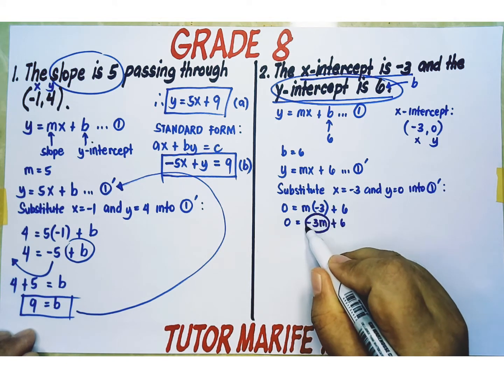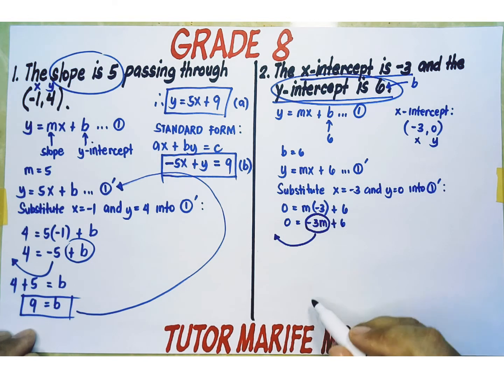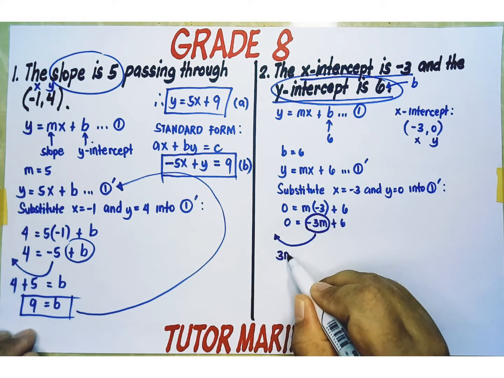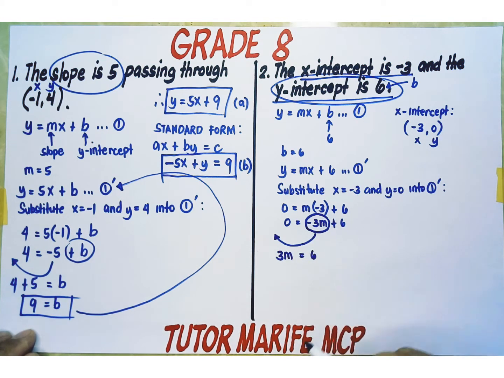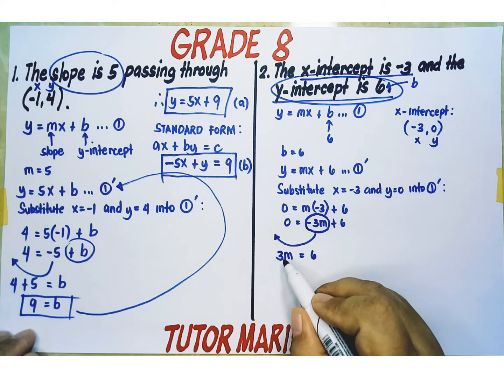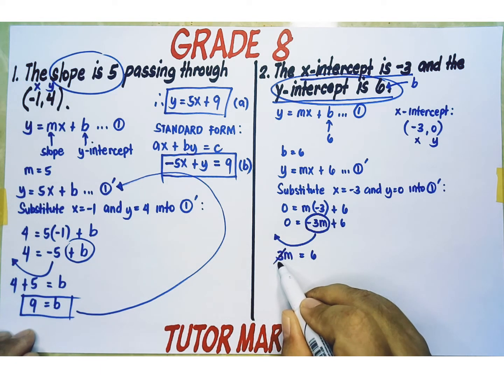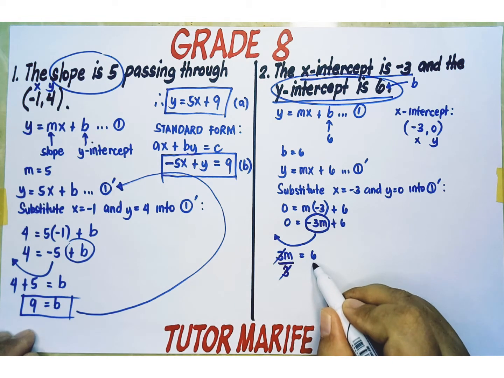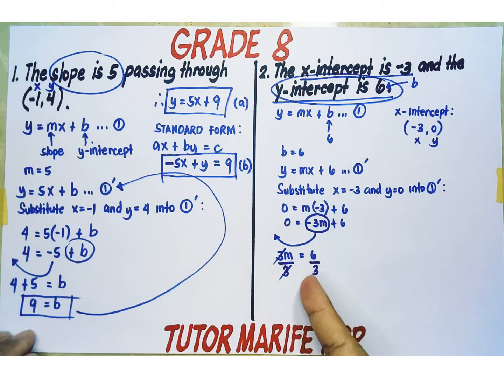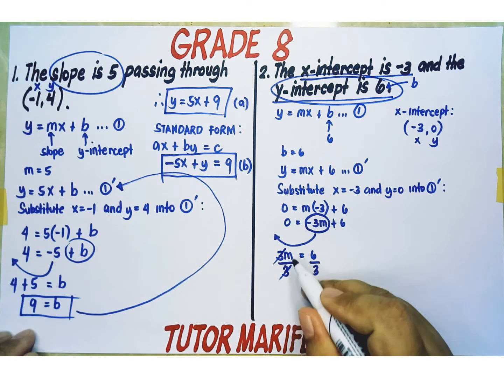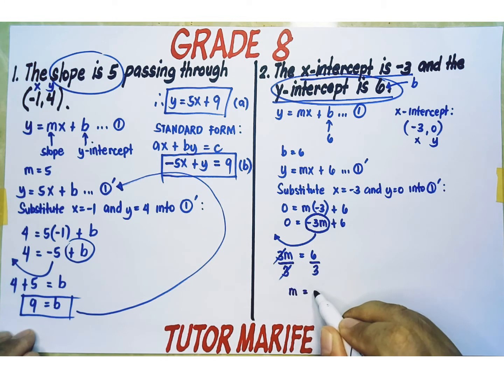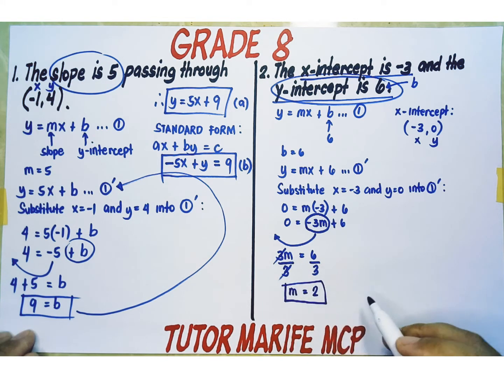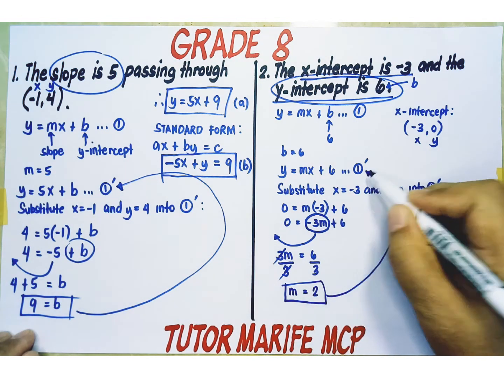We transpose negative 3m to the left, so the sign will change. On the left, it becomes positive 3m equals 6. We isolate m, so we don't need the 3 on its left. How do we cancel out the 3 on the left of m? We divide it by 3. We also have to divide the right side by 3 by the division property of equality. We have to divide both sides of the equation by the same number. So m is isolated and it's equal to 2. Plug that into equation 1 prime.